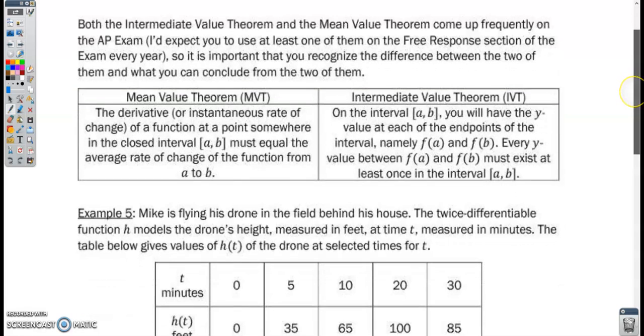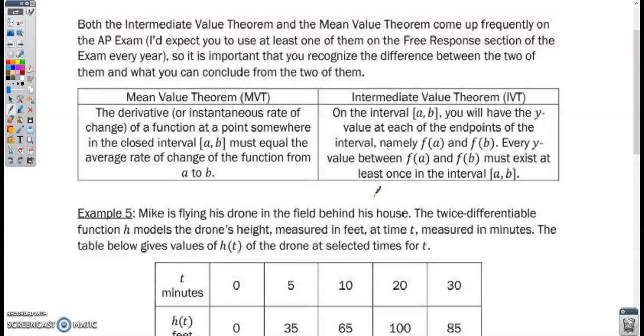It's important for us to recognize the difference between the two and what we can conclude from both of them. The mean value theorem says the derivative of a function at a point somewhere in the closed interval must equal the average rate of change of the function. So it talks about the value of the derivative, or instantaneous rate of change, and sets it equal to an average rate of change. The intermediate value theorem deals with the function value and its existence: you have the y value at each of the endpoints, and every y value in between has to exist somewhere in that interval.